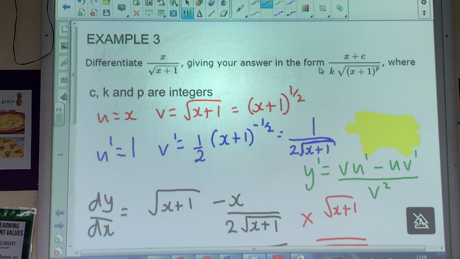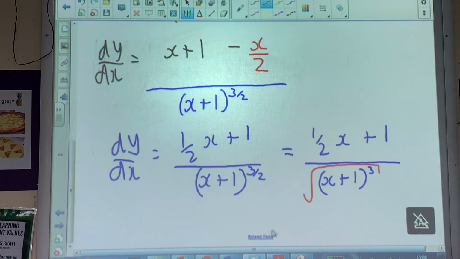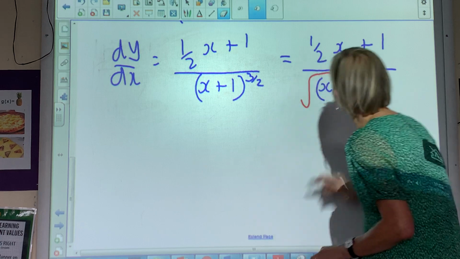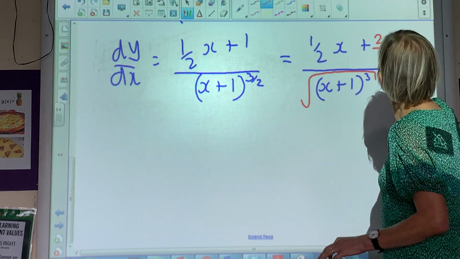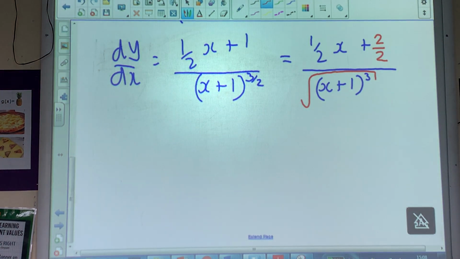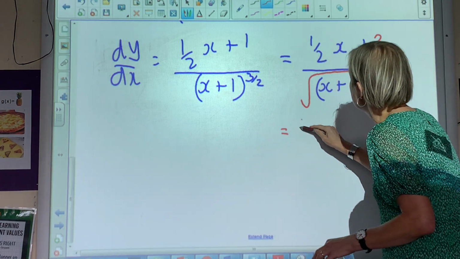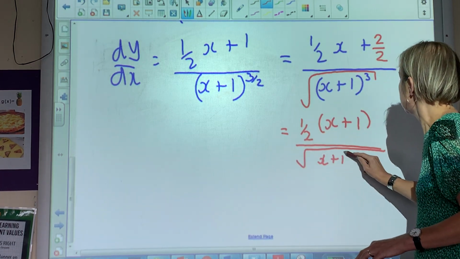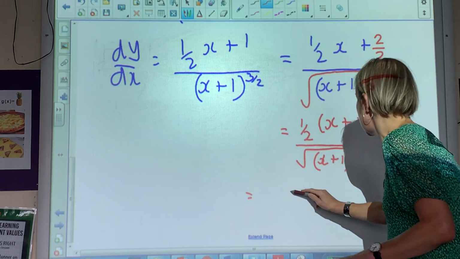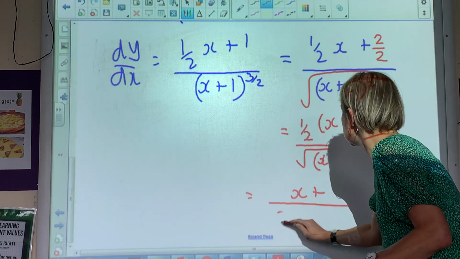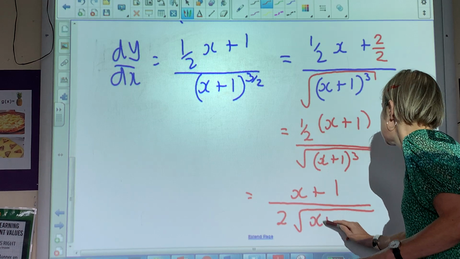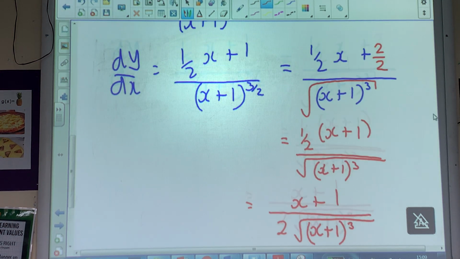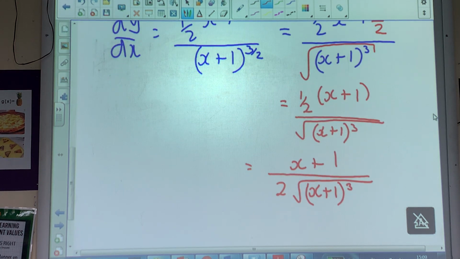So I've got my square root and my power, and now I'm going to deal with the half x. So what I'm going to do is rewrite that half x plus 1 as half x plus 2 over 2, which is of course another way of writing 1. And then I've got a half x plus 1 all over the square root of x plus 1 all cubed, which of course can be written as x plus 1 all over 2 square root of x plus 1 all cubed. So what I've done, and I think that was the hardest bit of the question. So differentiation was perfect. It's just they were very specific about how they wanted the answer.